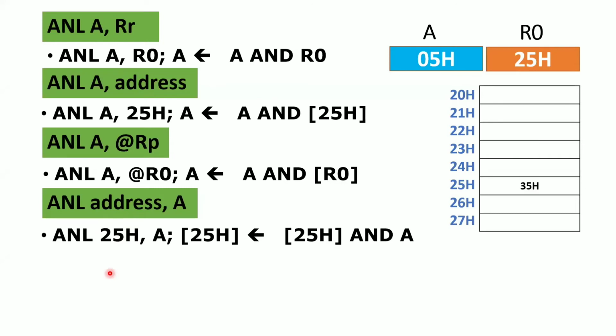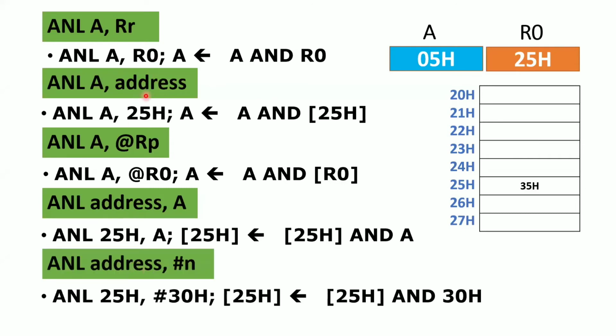And the next one is exactly similar to this, except that instead of a register, we are giving the data directly here. Now what is happening here? ANL, AND operation between the value of the address location, which is 25H, which is 35, and you are performing the AND operation on what?